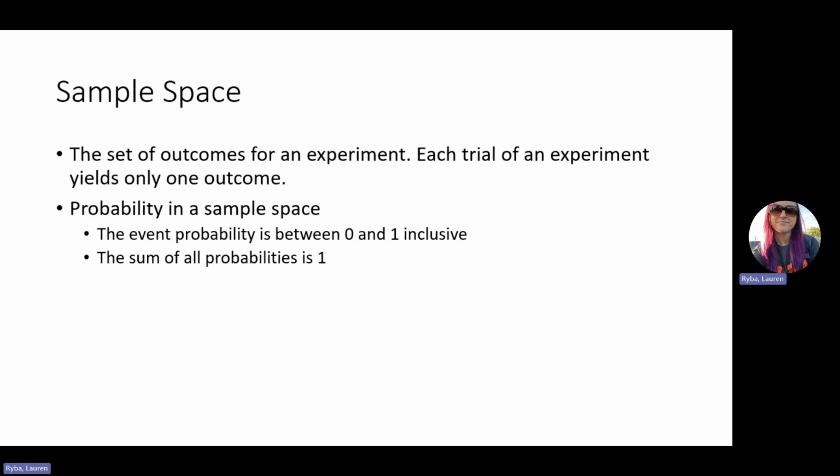The sample space is the set of outcomes for an experiment. Each trial of the experiment yields only one outcome. So again, this should be reviewed from statistics. Remembering that in a sample space, every single individual probability has a value between 0 and 1, inclusive, meaning the probability can be 0, the probability can be 1, or any value in between. And if you sum all of the probabilities in the sample space, you must get a total of 1.